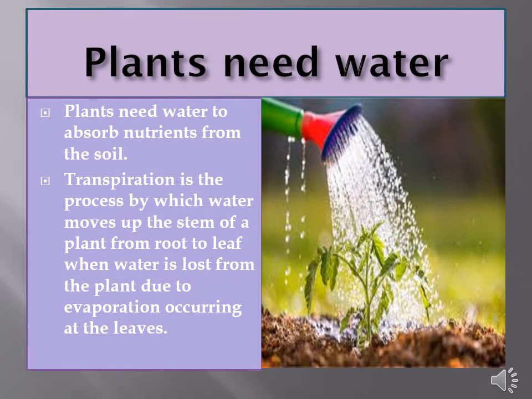Plants need water to absorb nutrients from the soil. Transpiration is the process by which water moves up the stem of a plant from root to leaf when water is lost from the plant due to evaporation occurring at the leaves.